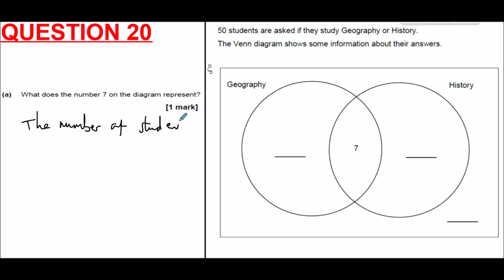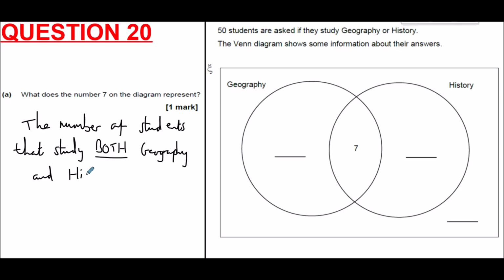that study both geography and history. Or at least students that say they study both geography and history. I suppose it could be lying, but it'd be a bit of a strange thing to lie about. So anyway, that's just the students that say they'd study both geography and history.